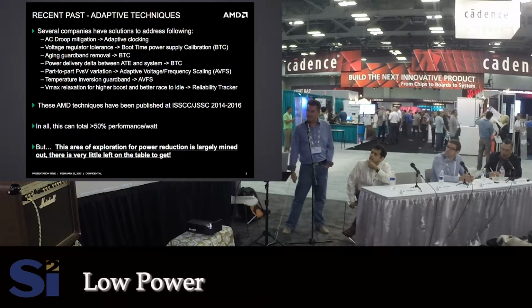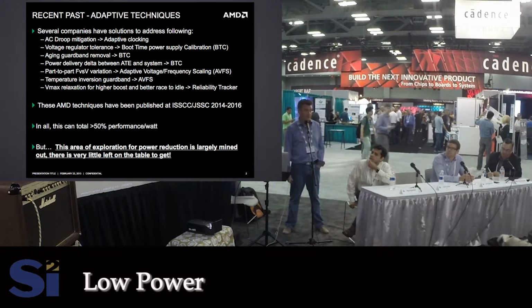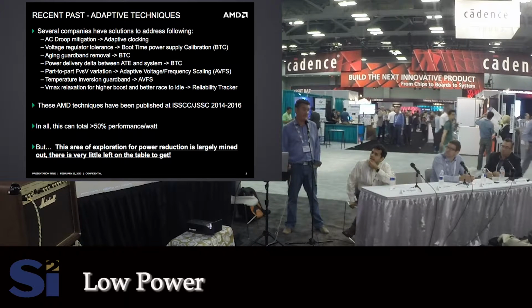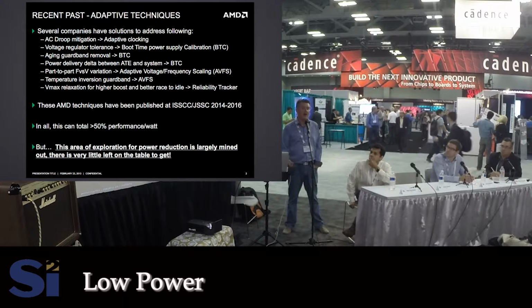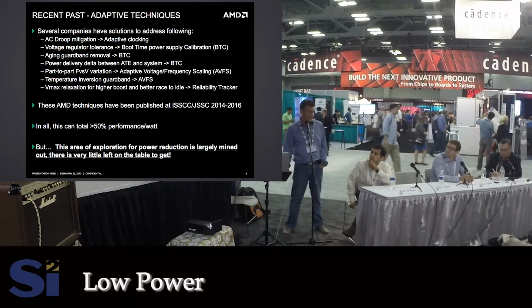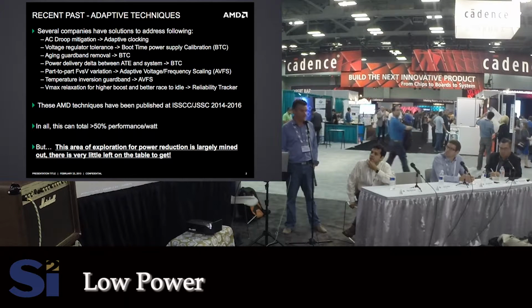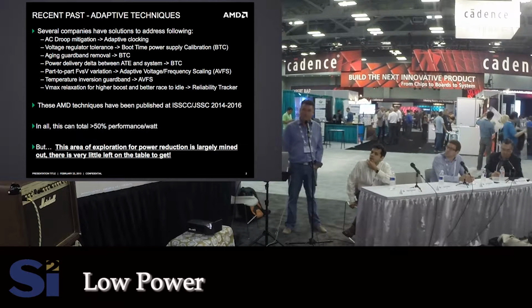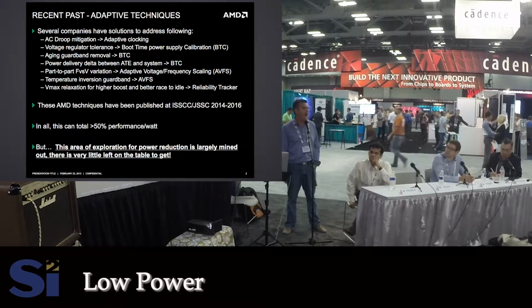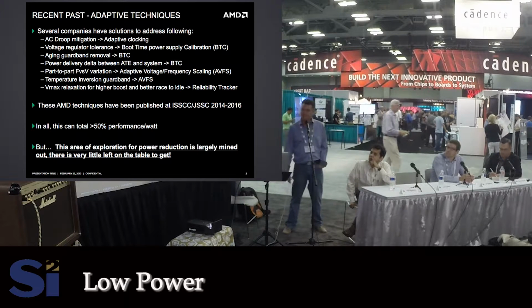And lastly, Vmax relaxation. In a lot of applications, mobile applications, race to idle wins. You can race to idle and actually save power and deliver a better end-user experience by running at higher power and frequency for a very short amount of time and shutting down the rest of the system subcomponents. Ultimately, Vmax was limiting our ability to boost in many cases, as it is for a number of you. And with our ability to track reliability over time in the part, we can determine how much we can safely boost within our reliability limits to improve that race to idle.